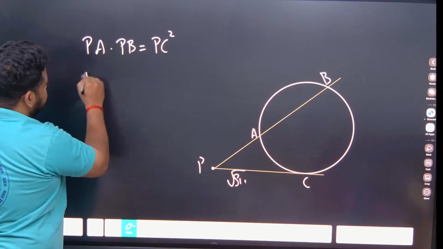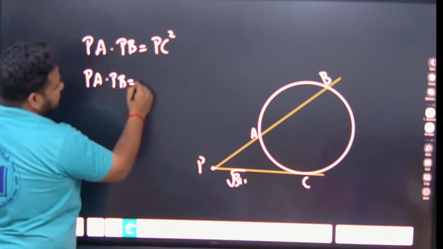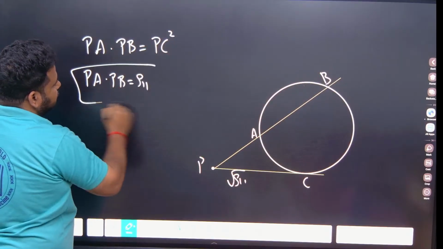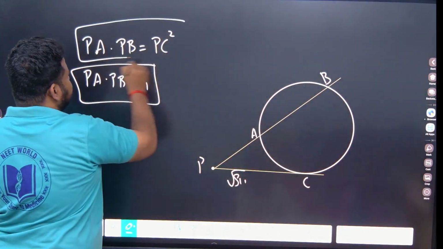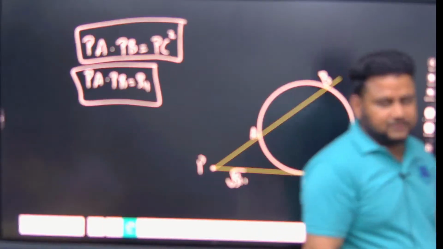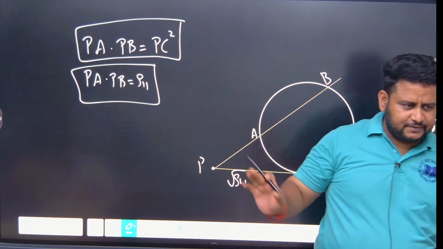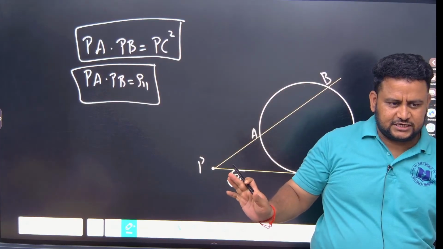So this will become what? PA into PB will be equal to what? Square root of S11 whole square is what? S11. So you have to remember this. PA into PB is S11. This is important. PA into PB is PC square. Okay, write down. Just don't sit and listen. Just write down. PA into PB is what? PC square. Got it?